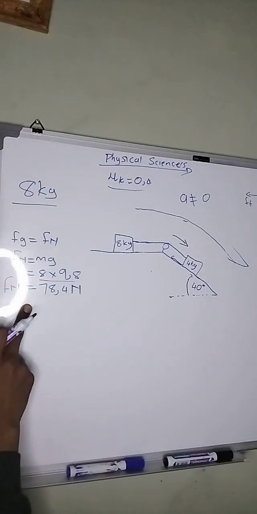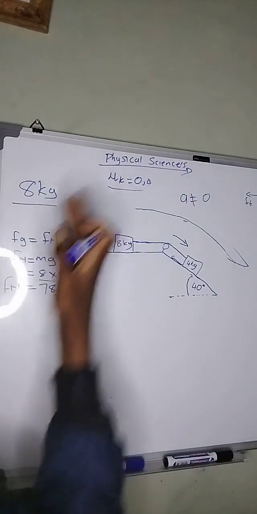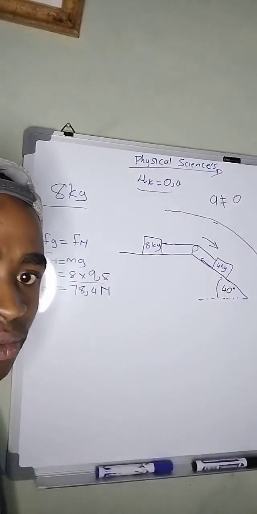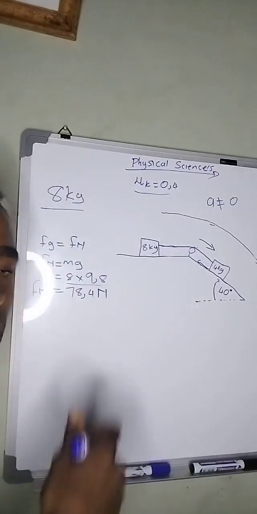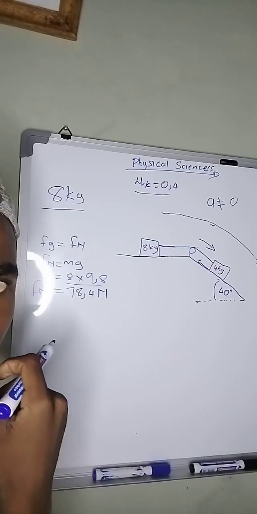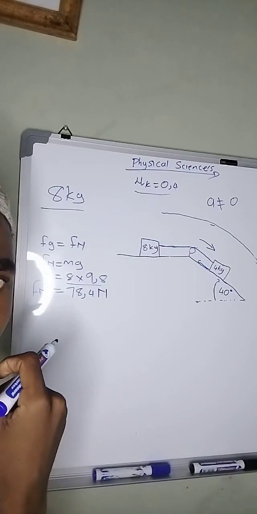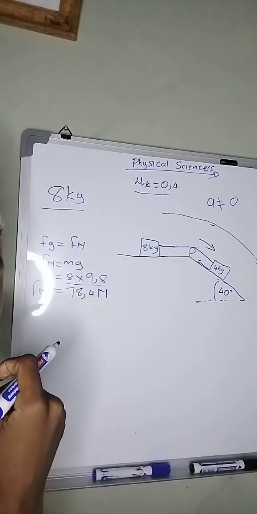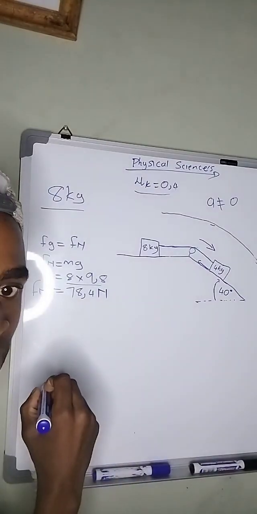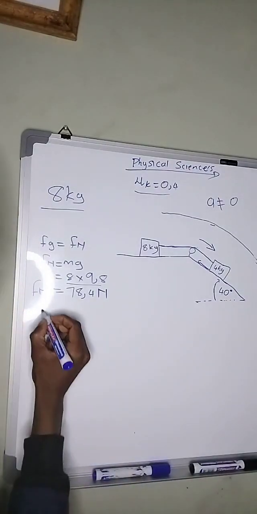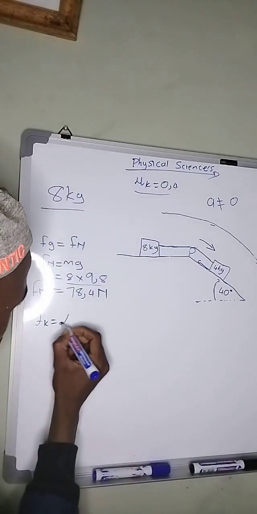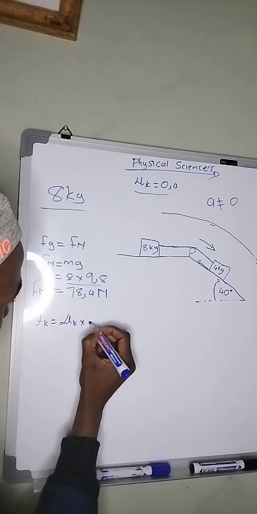So what can we get from normal? From normal and coefficient, what is it that we can get from these two? Thank you. We can get the kinetic friction, guys. So Fk is going to be equal to μk multiplied by normal.